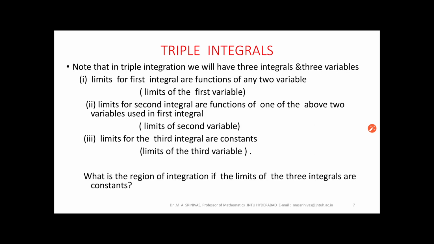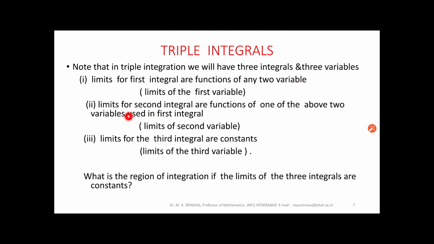Note that the triple integration will have three integrals and three variables. Limits for the first integral are functions of two variables. Just now I explained, maybe xy or yz or zx. And if they are functions of xy, that means they are the limits for the variable z. If they are functions of yz, they are the limits for the variable x. If they are functions of say xz, they are the limits for y.